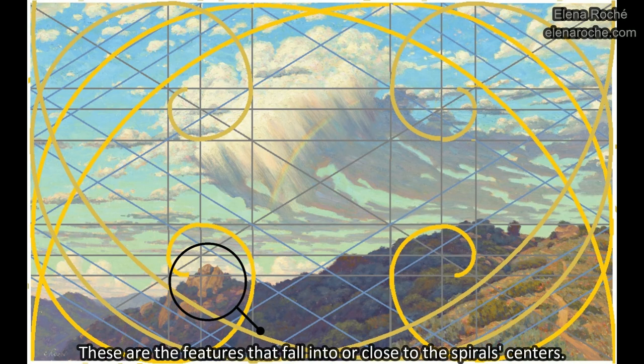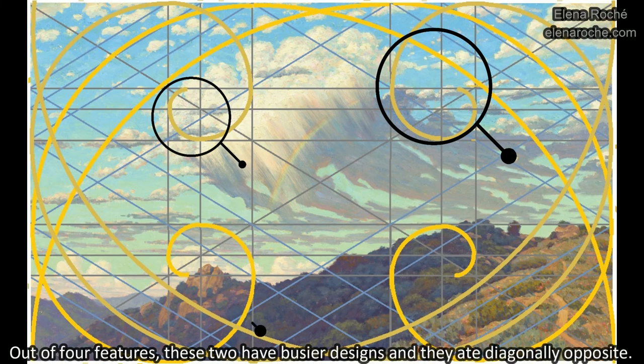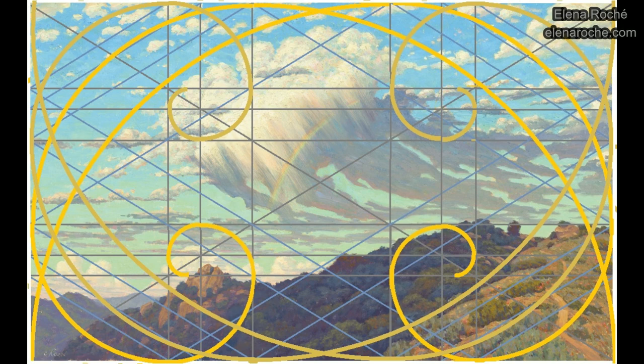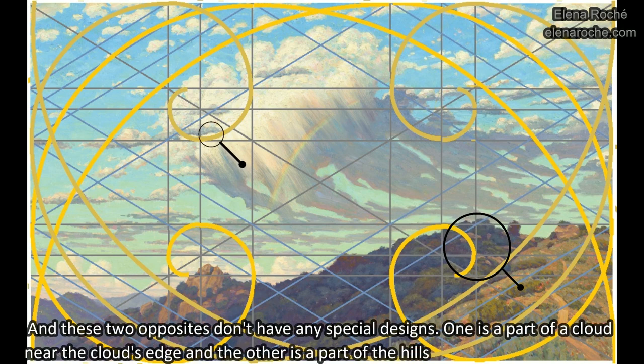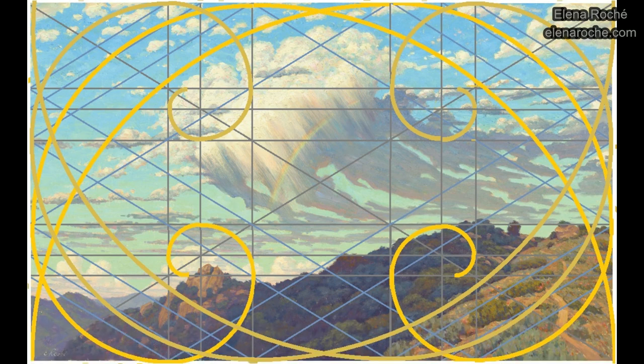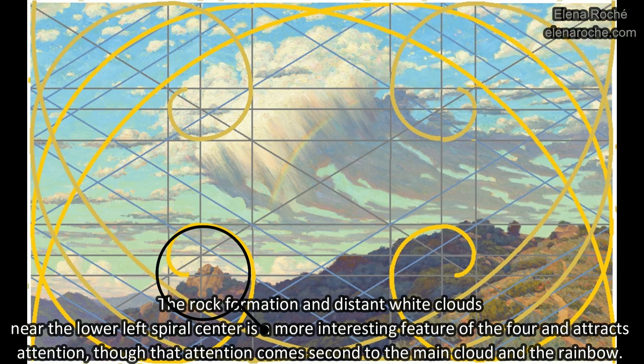These are the features that fall into or close to the spiral centers. Out of four features, these two have bezier designs, and they are diagonally opposite. And these two opposites don't have any special designs. One is a part of a cloud near the cloud's edge, and the other is a part of a hillside near its highest point.